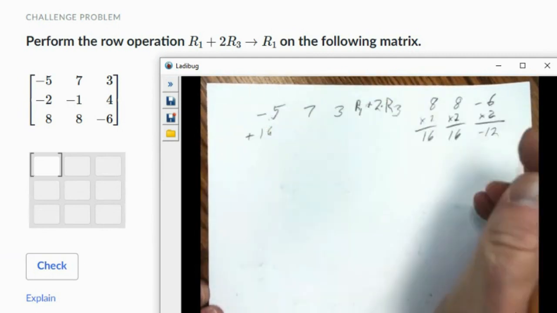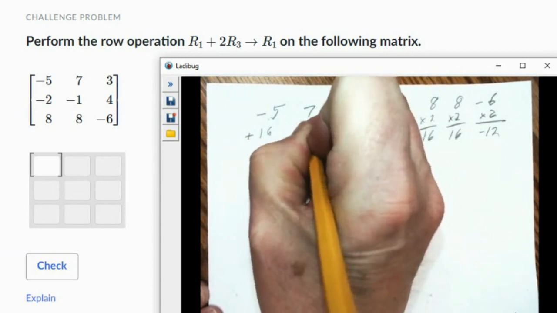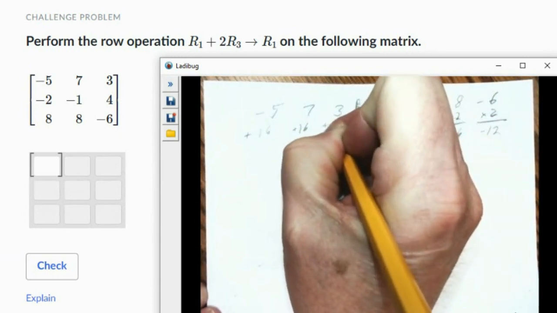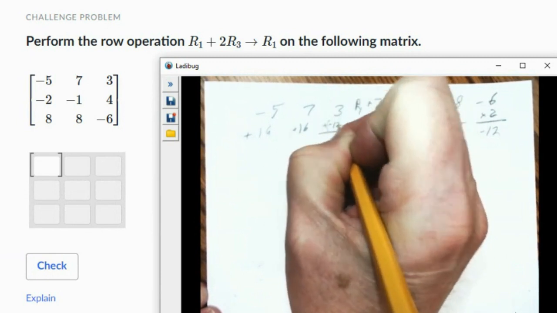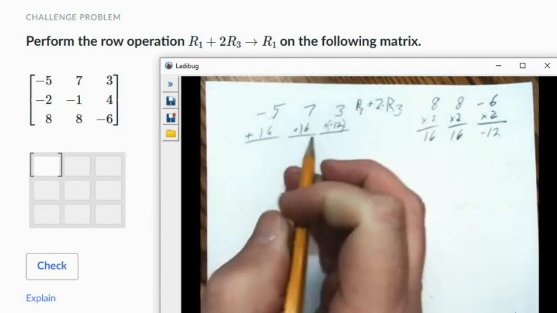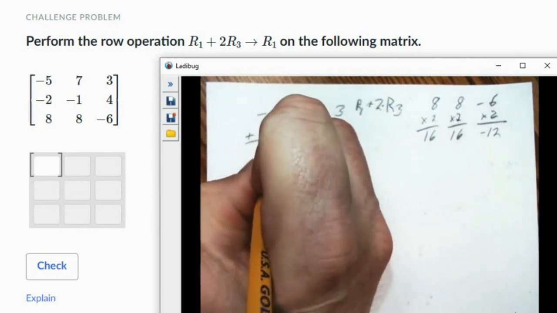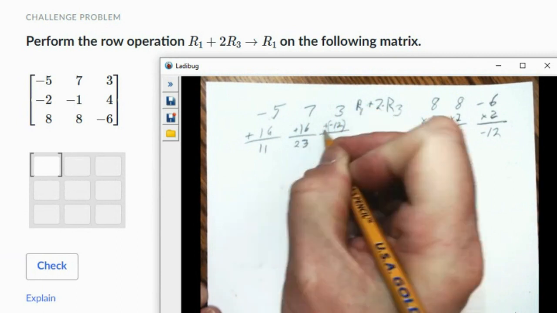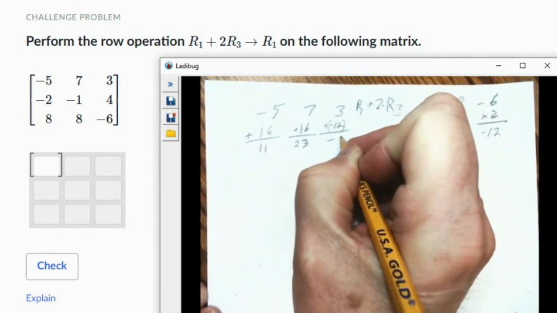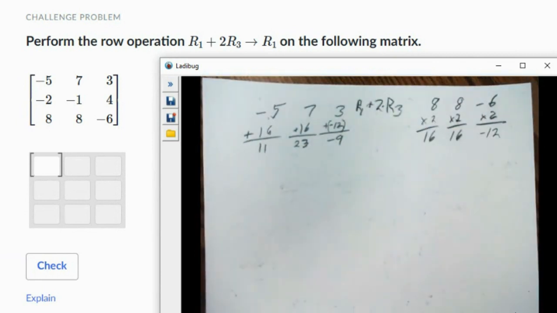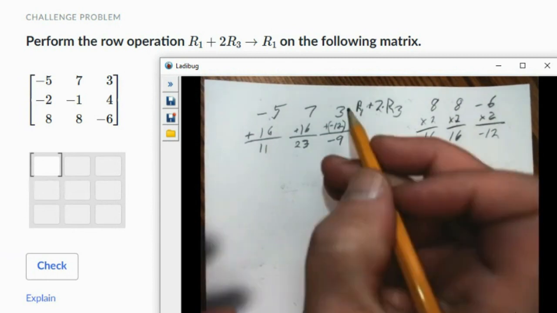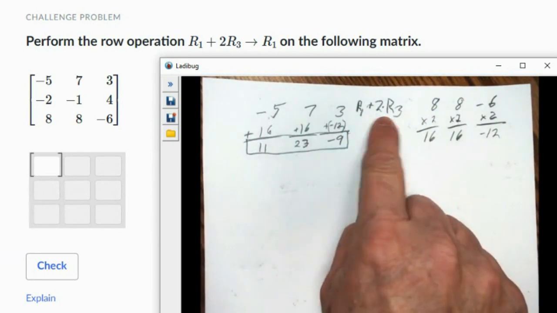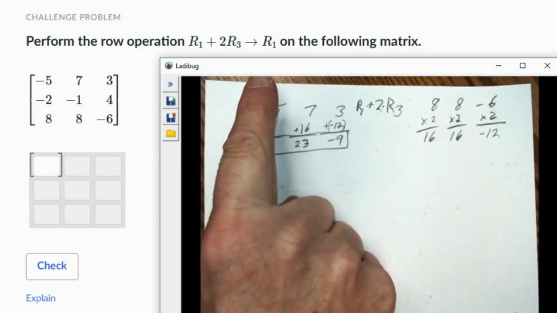-5 plus 16. -5 plus 16. 3 plus -12. So -5 plus 16 is 11. 7 plus 16 is 23. 3 plus a -12. So this should be our new row 1 because it says take this. Up here it says replace row 1.